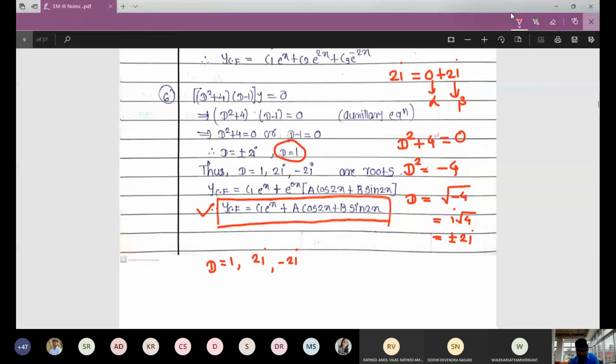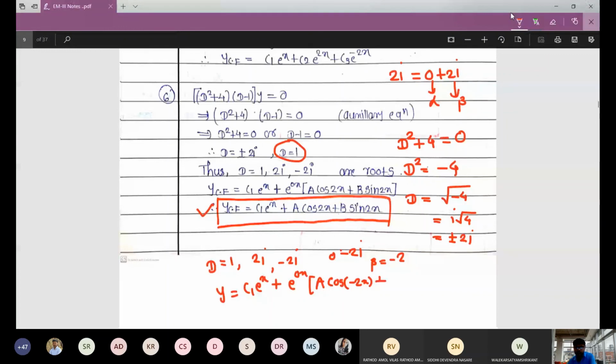Y is equal to, corresponding to this, you write c1 e to the power x plus e to the power alpha. Obviously, the real part is 0, because it will be 0 minus 2 times i. So 0 times x, and in the bracket, a times cos beta x, but this time the value of beta is minus 2. So a times cos of minus 2x plus i times sine of minus 2x.